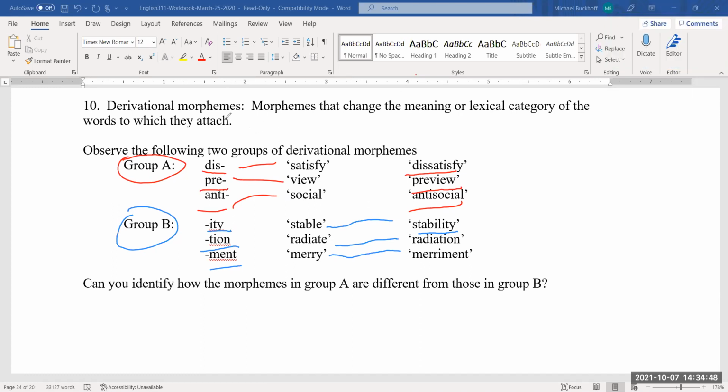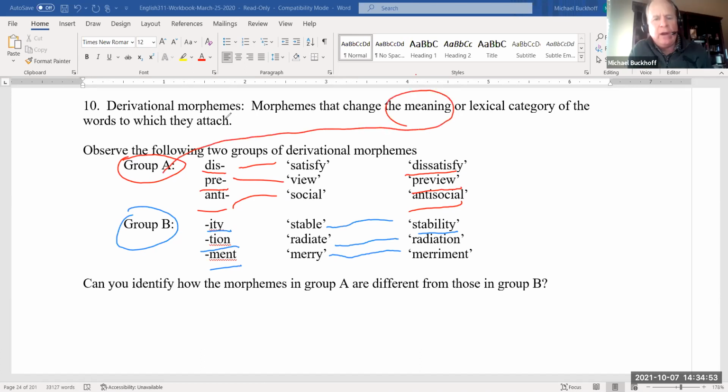Group A. Good. So we're going to take group A and we're going to connect it right there. So in every case, it looks like dis means not, pre means before, anti means against. So these are all prefixes and they seem to affect the meaning of these roots that we see here. So we have dissatisfied, we have preview, we have antisocial. Now, of course, here we have no other choice. Group B, it seems to affect the words in terms of the lexical categories.